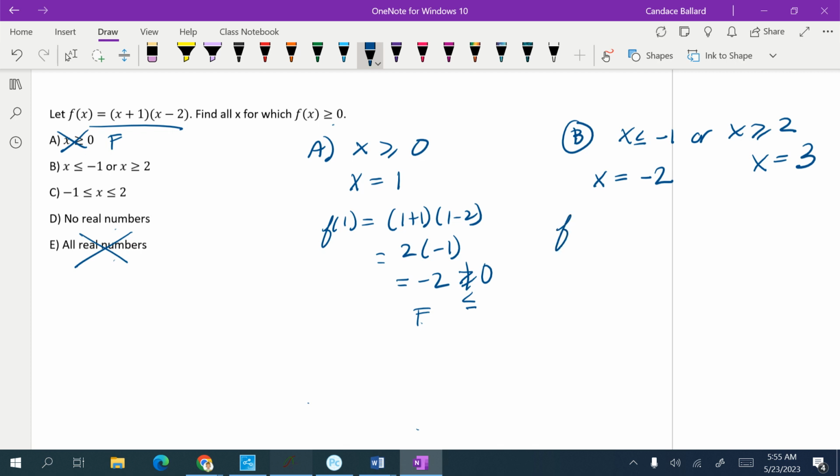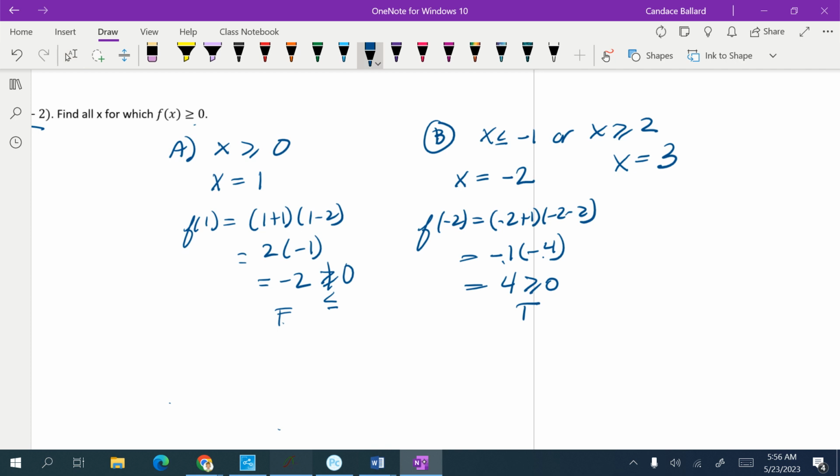So I'm plugging in f of negative 2, which would be (negative 2 plus 1) times (negative 2 minus 2). Negative 2 plus 1 is negative 1. Negative 2 minus 2 is negative 4. Negative 1 times negative 4 is 4, which is greater than or equal to 0. That's true. I'm going to put in the 3.